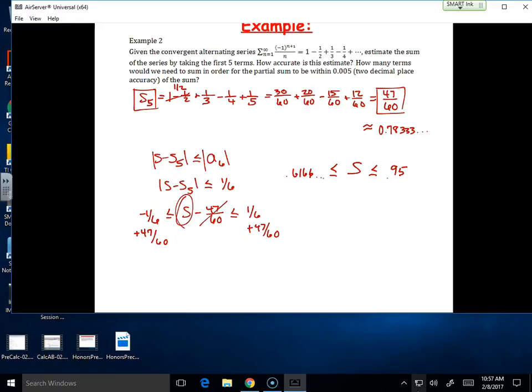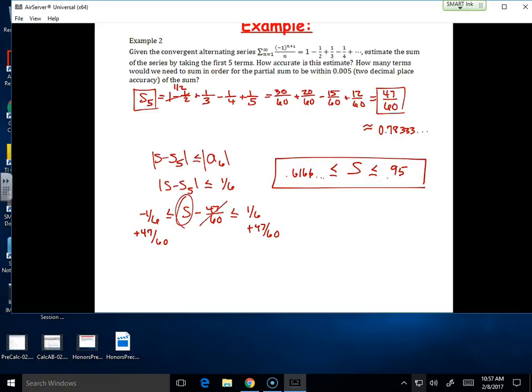Wow, look at that range. That's pretty snazzy. So when they ask how accurate, we can say within. And we can say a couple different things. We can say it is plus or minus 47/60, within 47/60ths of the actual sum, or we can actually write the actual sum and say, hey, it's between 0.616666 and 0.95. That kind of explains how accurate this estimate is.